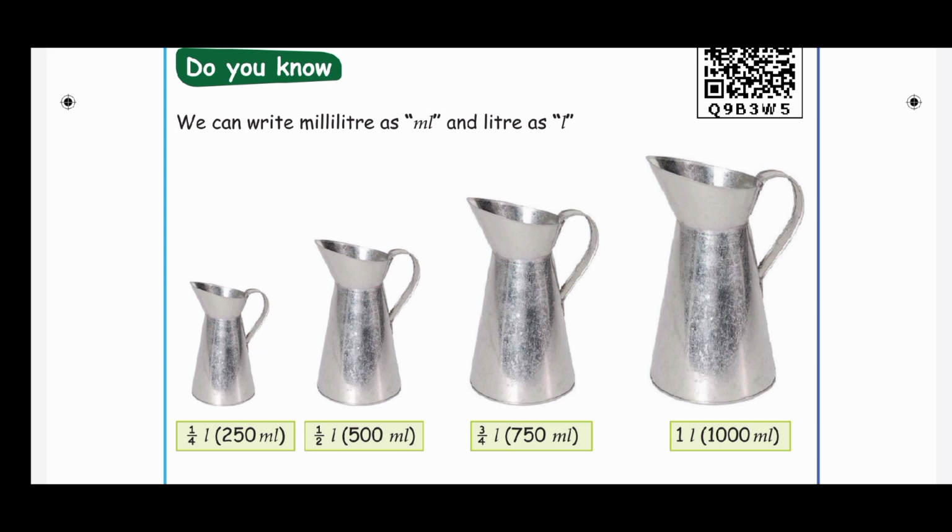This is used to measure liquids and pour. So for 1 liter they will use this one. If it is 750 ml they will use that small one. Like that they use these equipments to measure liters, that is liquid things.